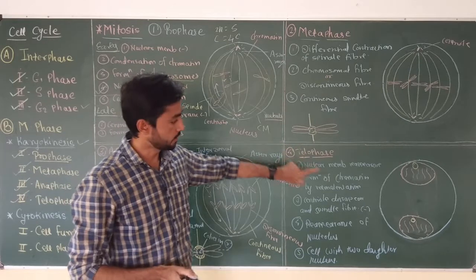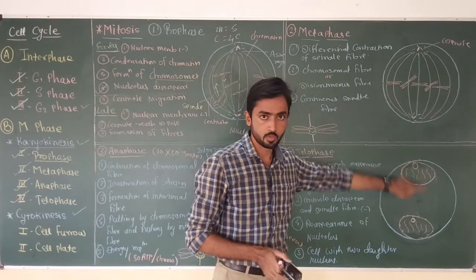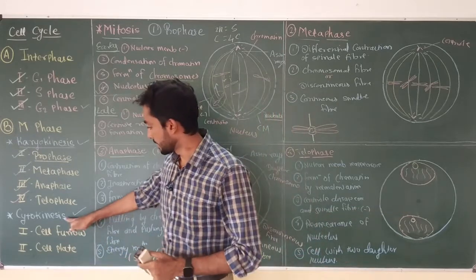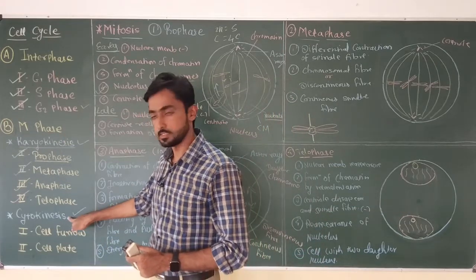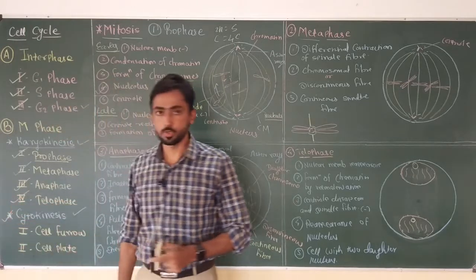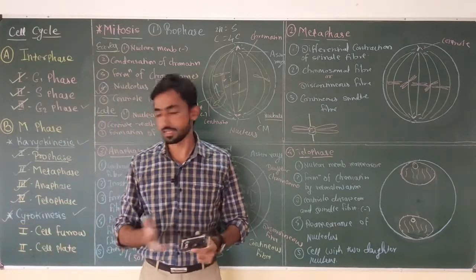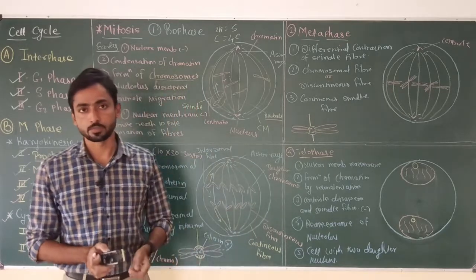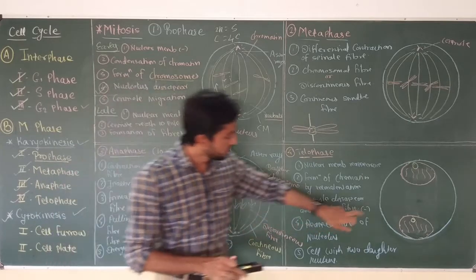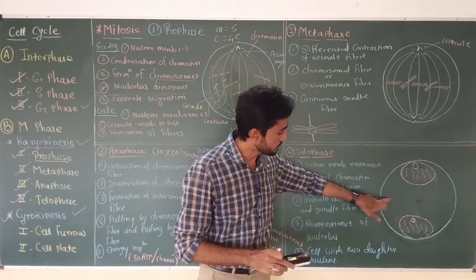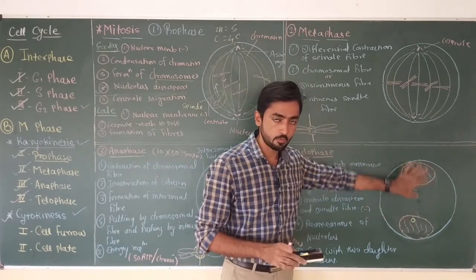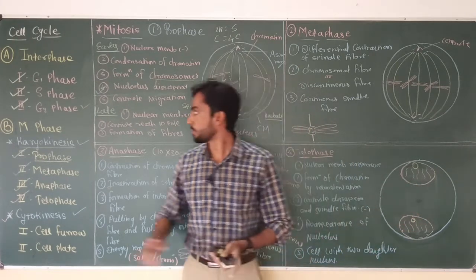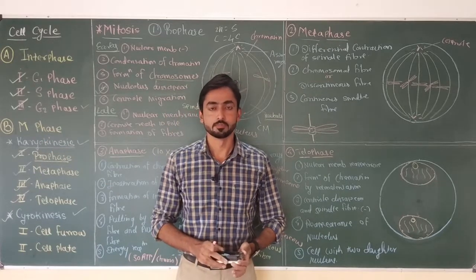At the end of telophase, you get one cell with two daughter nuclei, and now this cell is ready to enter the last stage of mitosis, that is cytokinesis. Cyto means cytoplasm and kinesis means division. In my next video, I am going to discuss in detail the process of cytokinesis, in which due to division of the cytoplasm, one cell will finally form two daughter cells, and that will mark the end of mitosis. Thank you.